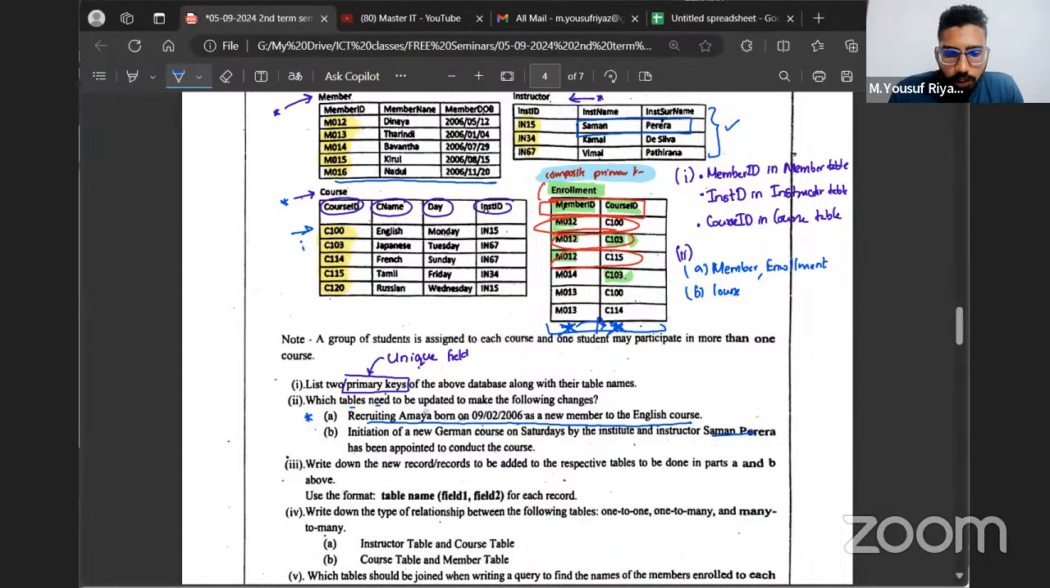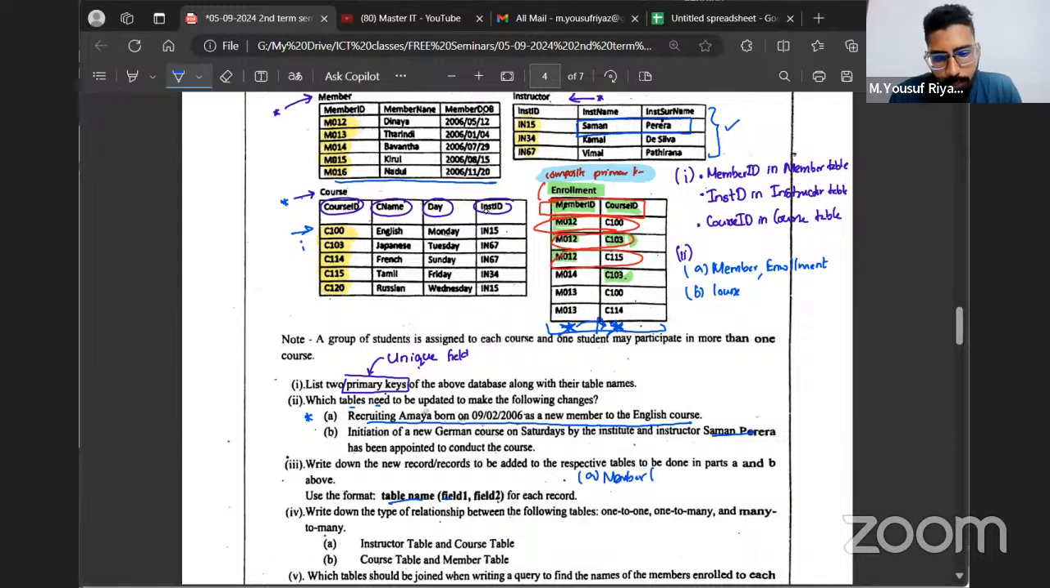Write down the new records to be added to the respective tables to be done in part A and B above. Use the format table name, field 1, field 2 for it. Okay. So first thing we should do for A is update the member table and enrollment table. They have mentioned table name, field 1, field 2. So table name is called member.